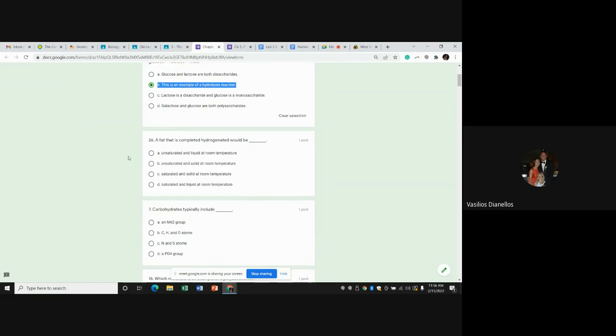A fat that is completely hydrogenated. You need to know this. So when we say a fat is saturated, right? This is kind of the same question because remember, you hydrogenate a fat to make it completely saturated. So basically, what is it saturated with? It's saturated with hydrogens. And remember, when they're saturated, that means the fatty acids are really straight, which means they can stack on top of each other, which means they are solid at room temperature. So we know if it's hydrogenated, it would be saturated. So it's either C or D. And like I said, it's solid at room temperature. So the answer is C.